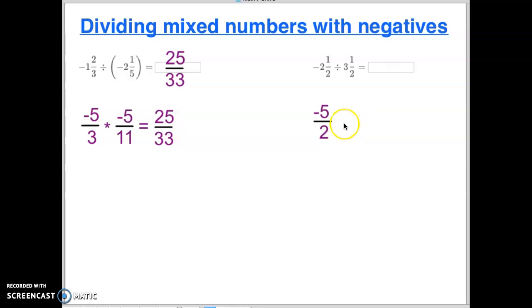But you know Mr. Anderson, Mr. Fancy, he's going to do what to it? That's right, turn it upside down. So it's 2 over 7. It's a positive because there's no negative in there. -5 times 2 is -10. 2 times 7 is 14. Is that our answer? No, because we can simplify this one. -10 over 14, both can be divided by 2. We get -5 over 7, which is our answer.